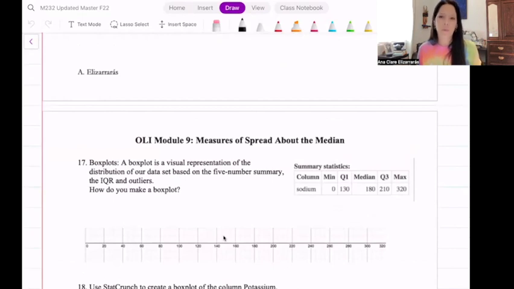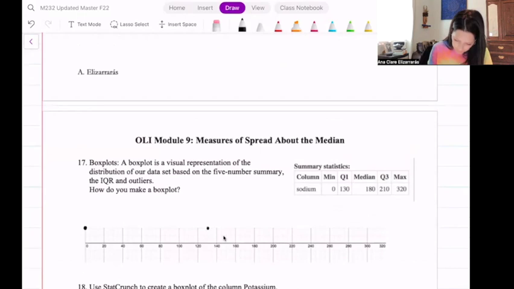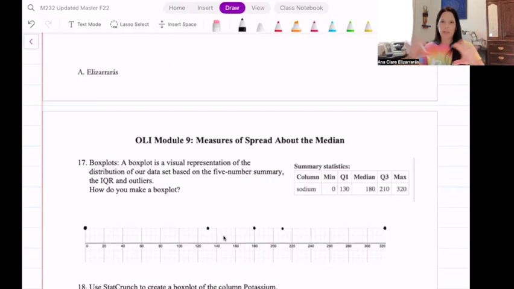Let's first make points for the sodium data set for the 5-number summary that's listed here. We have dots at 0, 130, 180, 210, and 320. And there's a grid here just so you can see what that looks like. Typically in our box plot, you won't see a grid like that. As you've seen in StatCrunch, it's just a picture above a number line.